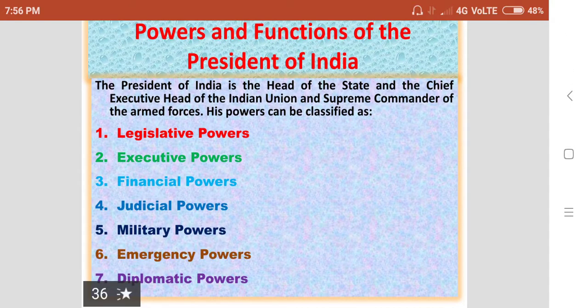Then, powers and functions of the president of India. The president of India is the head of the state and the chief executive head of the Indian Union and supreme commander of the armed forces, and his powers can be classified as under: legislative powers, executive powers, financial powers, judicial powers, military powers, emergency powers, and diplomatic powers. So, these are the seven categories of the powers of the president.